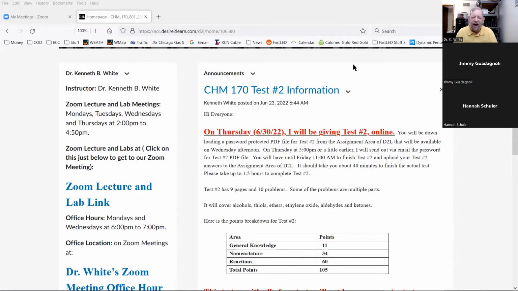A week from today, 6/30/22, I will be giving test number 2. You'll be downloading the password protected PDF file from the assignment area at D2L. That will be available this coming Wednesday afternoon. At about 5 o'clock, or maybe even a little earlier, I will send out an email with the password for the test number 2 PDF file.